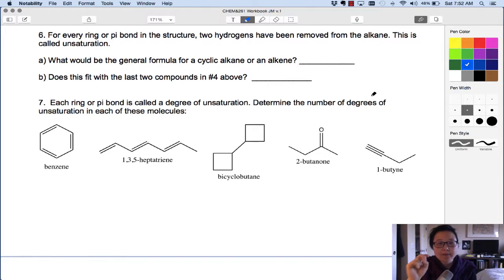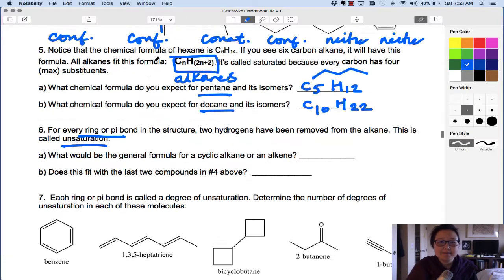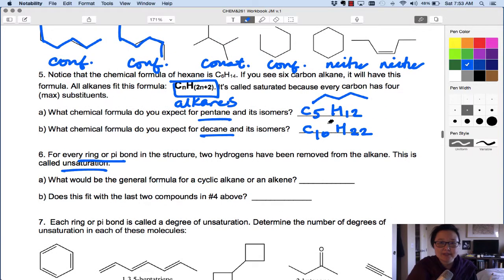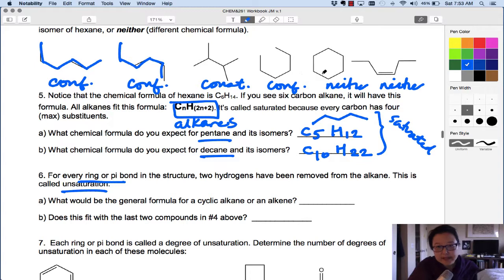For every ring or pi bond, remember we talked about 2 hydrogens removed to hook the chain together or to make a pi bond. So this is considered unsaturation. Unsaturation means the removing of hydrogens. Here we didn't remove any hydrogens. We don't have any pi bonds or rings. So in alkanes, we consider those to be saturated. Alkanes are saturated. So in all of these structures here, these guys over here are saturated.